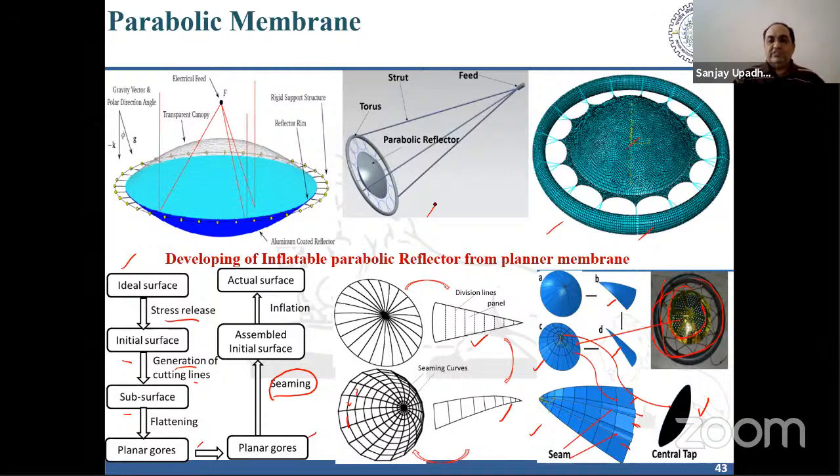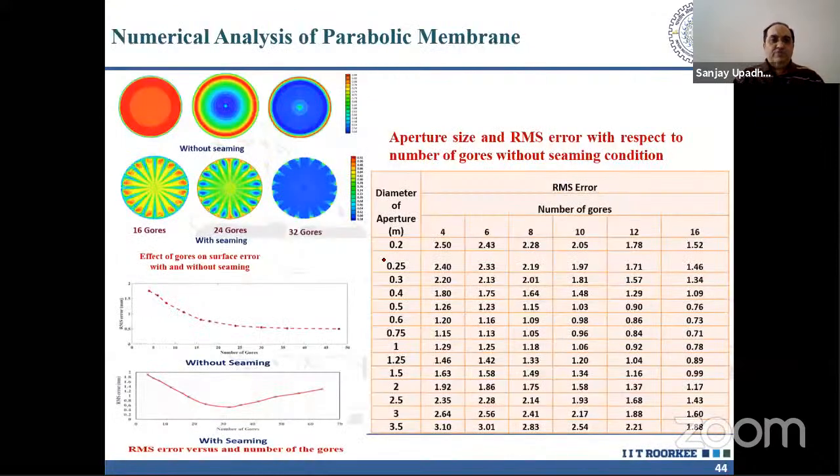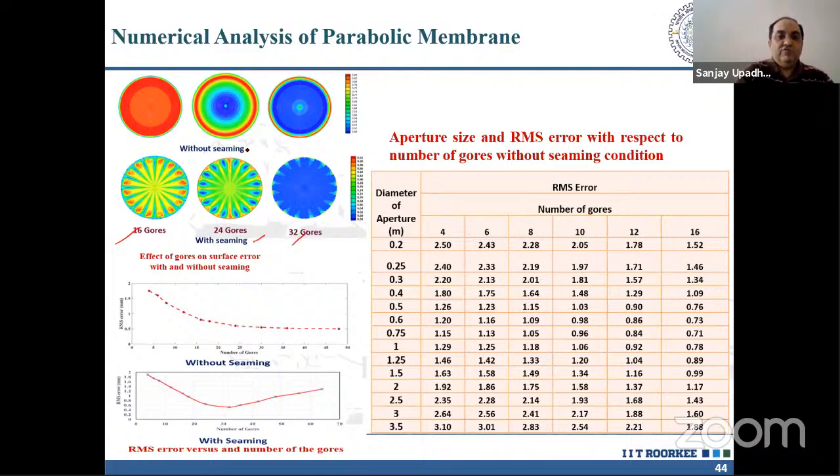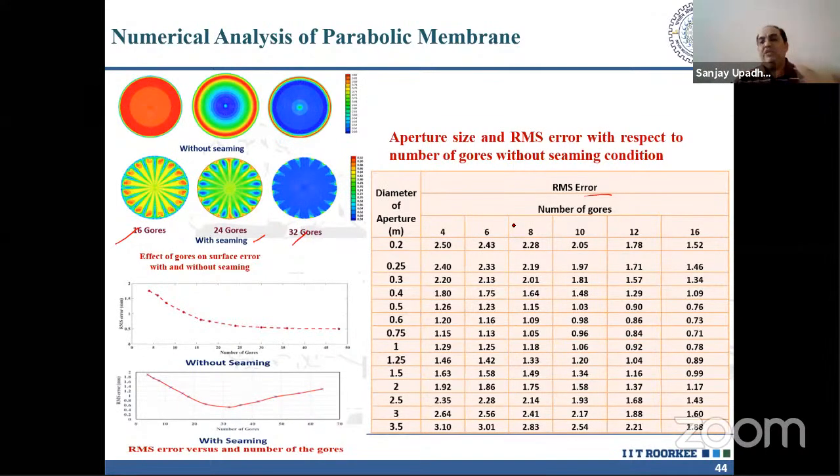I will not show the results here, but how to develop the inflatable parabolic membrane is much more important. I will show the video also. So these are the results for number of gores: 16 gores, 24 gores, 30 gores without seaming, and the RMS error is reducing without seaming. So RMS error reducing means we are getting wrinkle free, shape control. So numerical analysis of these parabolic membranes.